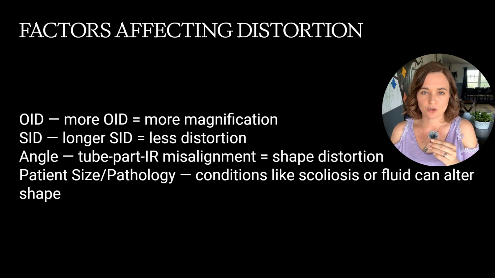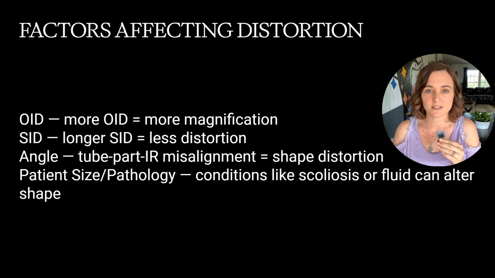These are your distortion culprits. OID, the more OID, the more magnification. Your SID, the longer the SID, the less distortion you have. And your angle, if your tube part and your IR are misaligned, you're going to have shape distortion. Lastly, your patient size and pathology. Conditions like scoliosis or fluid can alter the shape. Here's an easy rule. If your image looks stretched, squished, or weirdly shaped, distortion is likely to blame.